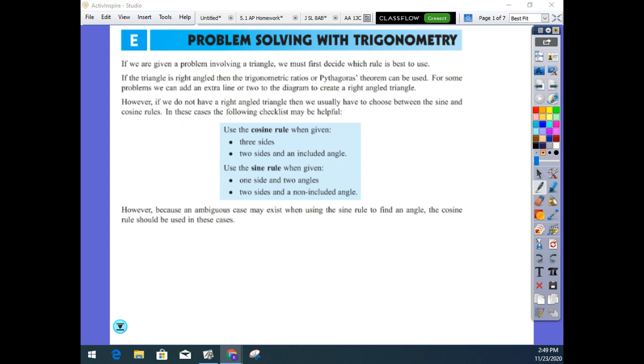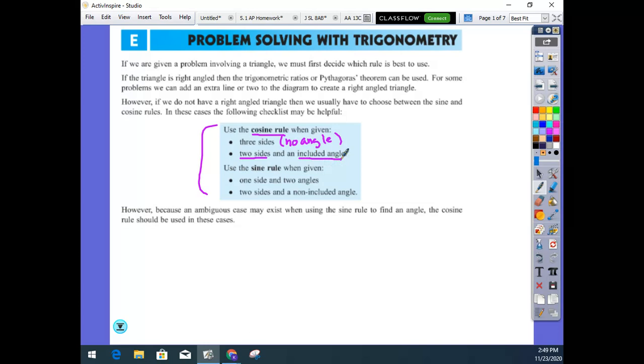Okay, so I didn't really have room for this, but if you want to write this up above in that extra little spot above E, we're going to have to use the cosine rule if you know three sides and no angle, and anytime you have two sides and the included angle.